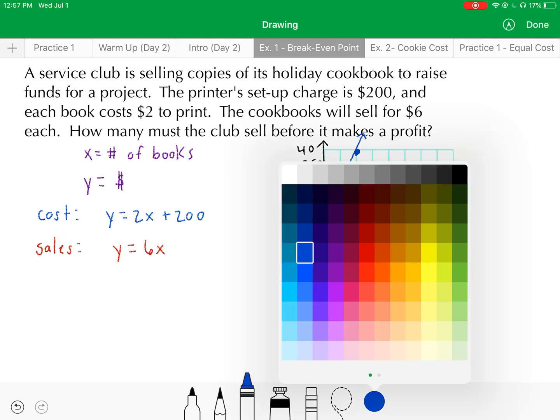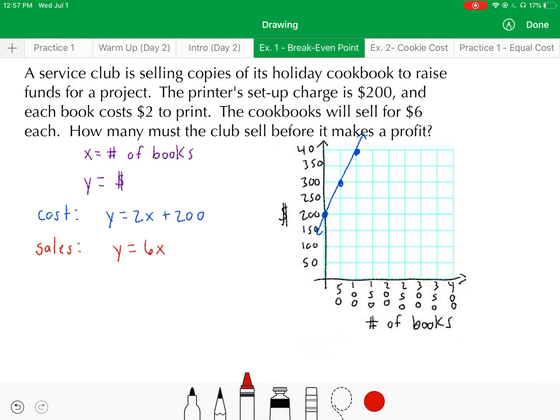Okay. Then we'll do our sales. Our sales has a y-intercept of 0, and a slope of 6. So I'm going to rise 6 units, run 1 to the right.